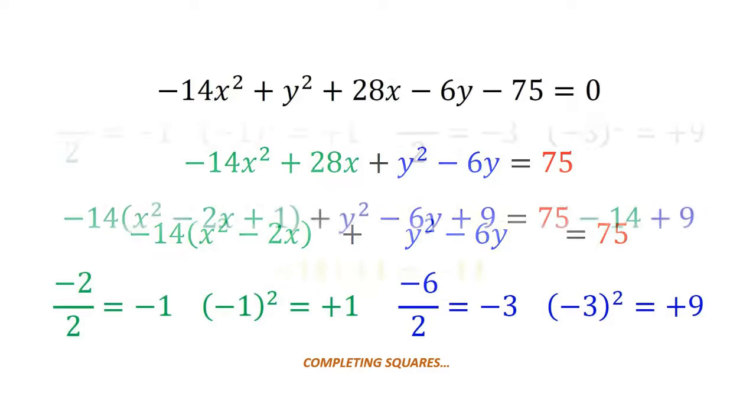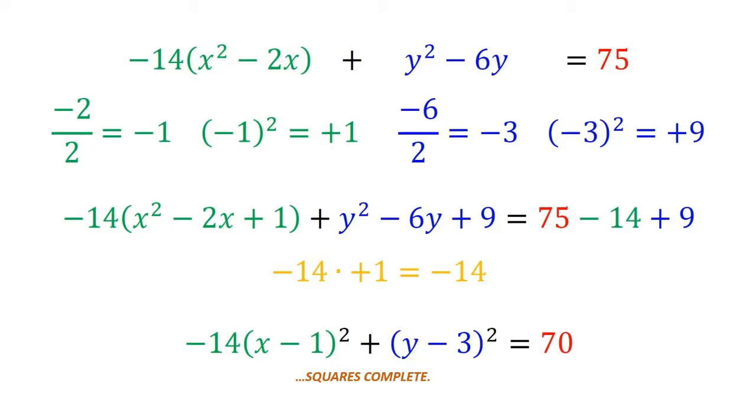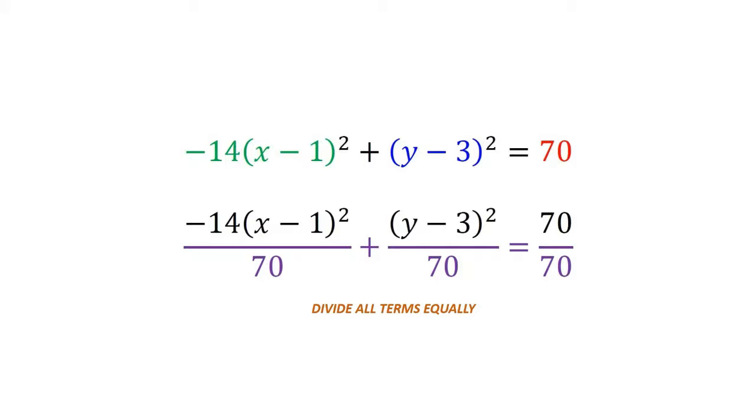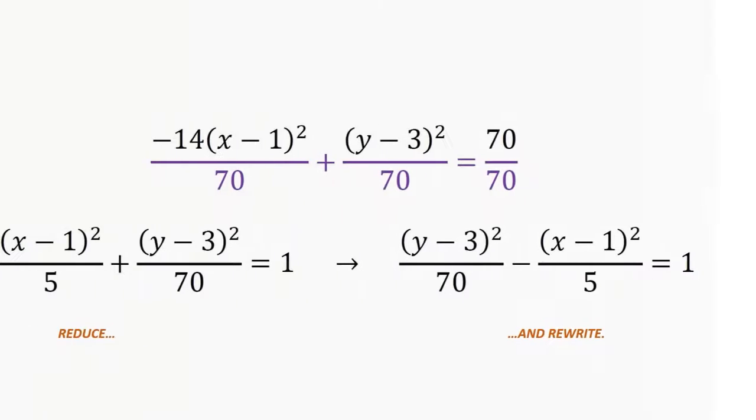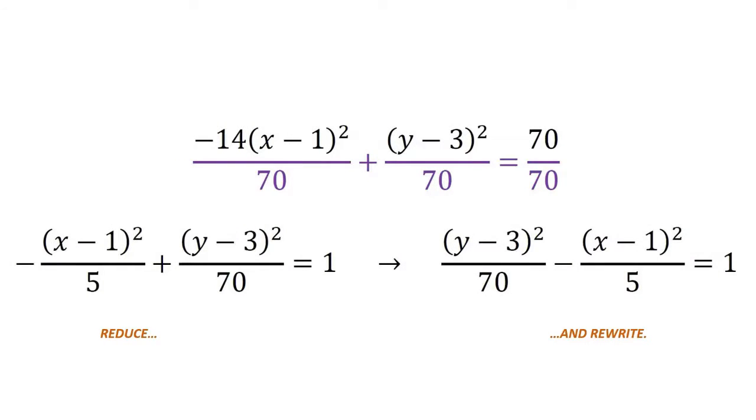Y does not. And in this next set of steps, you can see balancing both sides after the squares are complete. And that gives 70 as the constant on the right-hand side. And that becomes the divisor, dividing all terms equally, of course. And when that's done, we can see that we've got pretty close to standard form after we reduce, but we can rewrite it so that now it's in the correct order to be truly in standard form.